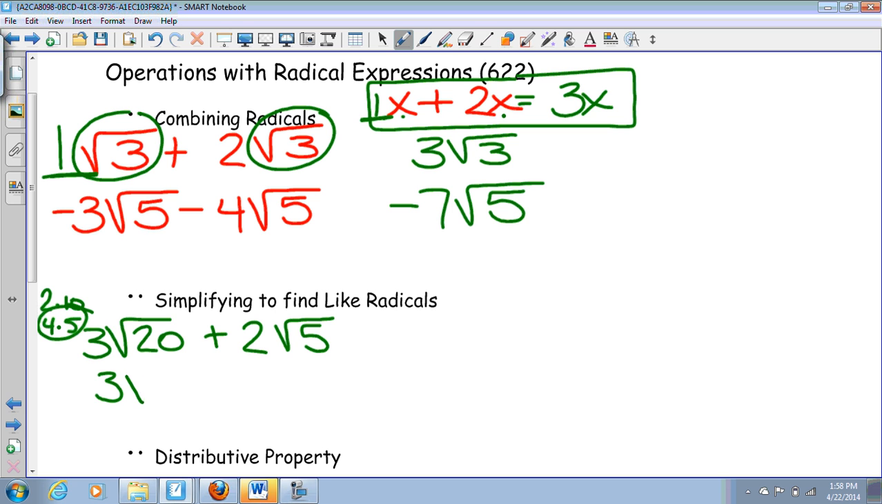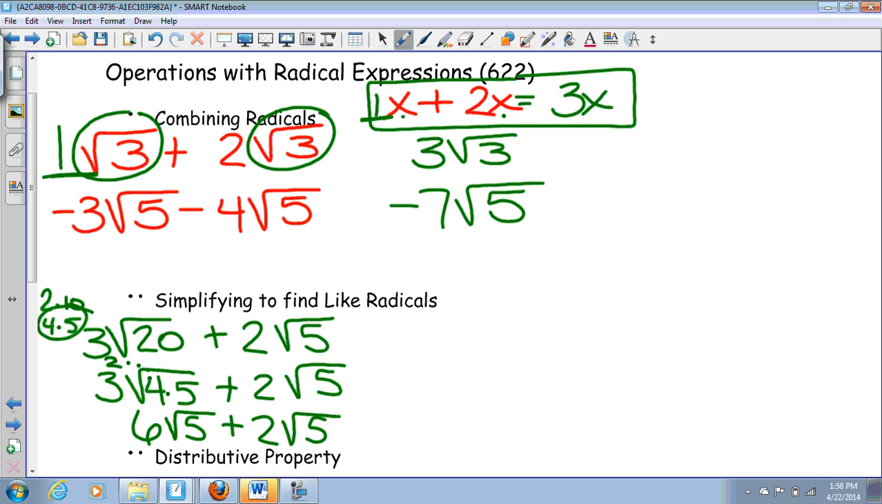So now it becomes 3 times the square root of 4 times the square root of 5 plus 2 times the square root of 5. 4 is a perfect square. That means I can pull out a 2. And 3 times 2 is 6 times the square root of 5, still under there, plus 2 times the square root of 5. 6 plus 2 is 8 times the square root of 5. That would then be my final answer.